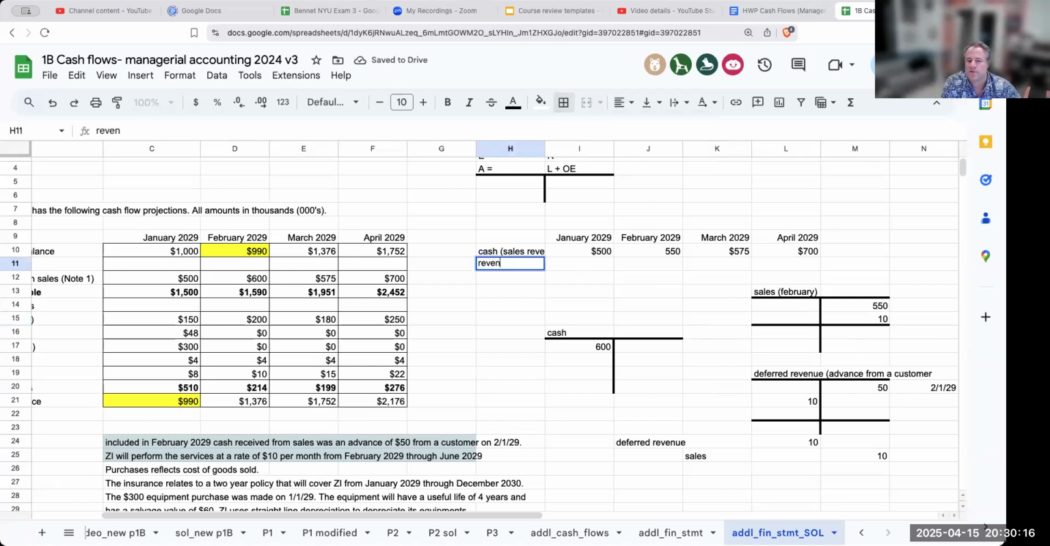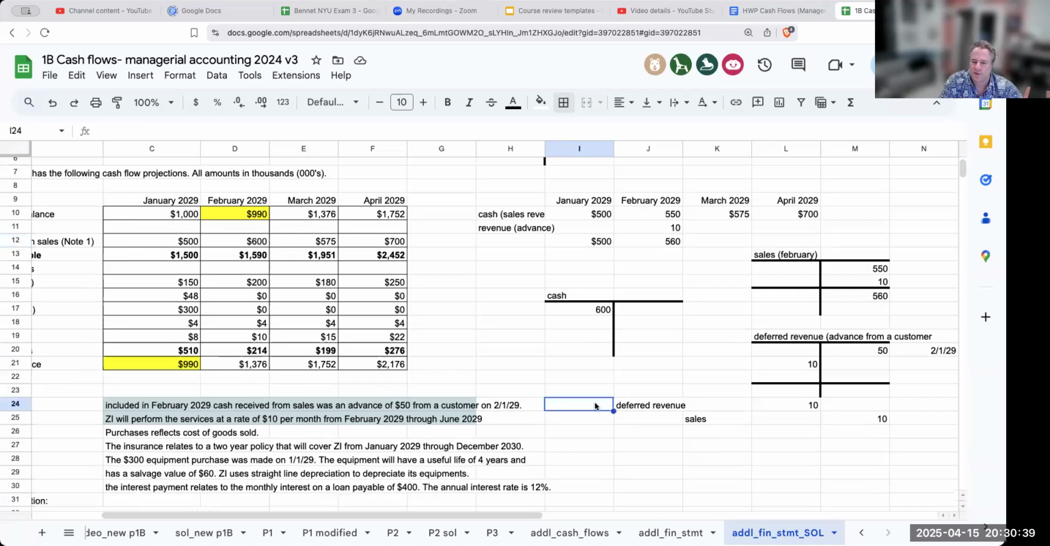So we'll call this the revenue from the customer advance. I'm going to go ahead and recognize 10 of revenue. So the total amount that I'm going to be recognizing as revenue from this customer is going to be 10 for that month of February. Okay. So this is basically as of 2/28/29, and this would be the entry that I would do.